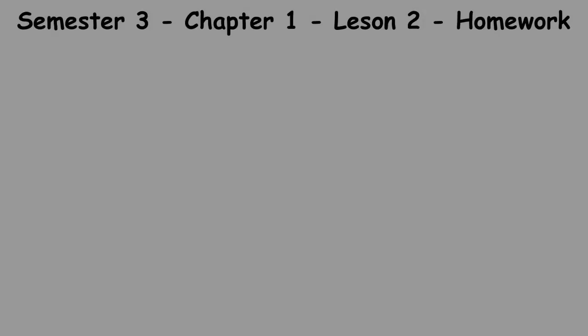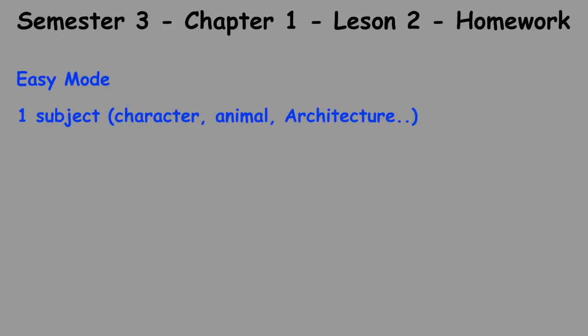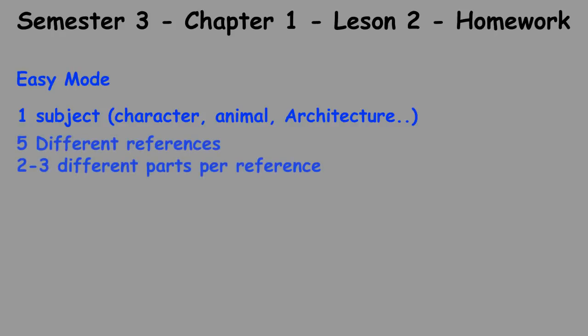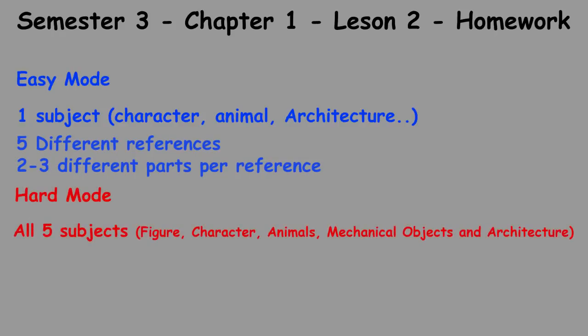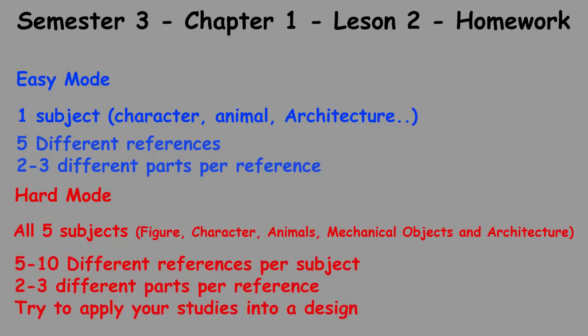Okay, and that was the lecture part of the video. Now let's talk about the homework. For this lesson's homework, there's again two modes to follow, either an easy mode or a hard mode. For the easy mode, just take one subject from the ones we talked about and search for 5 different reference photos for it and study 2 to 3 parts in that reference photo. As for the hard mode, you can study all 5 subjects that we talked about and get anywhere between 5 to 10 different reference photos for each subject and study 2 to 3 different parts in that reference photo. And for extra points, try to apply all these different parts you studied into one single design.